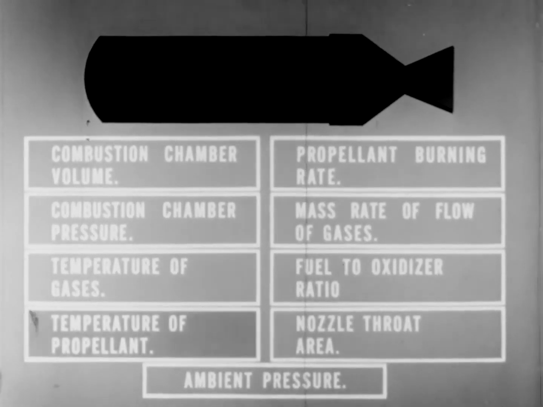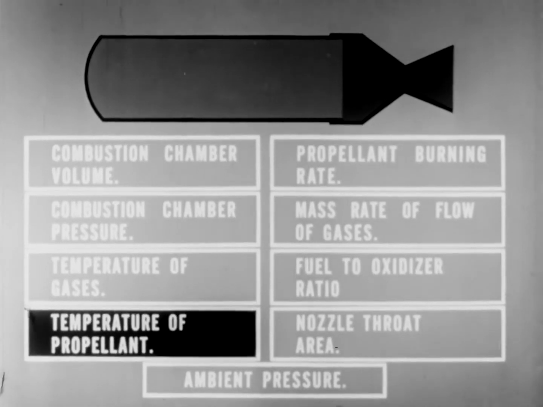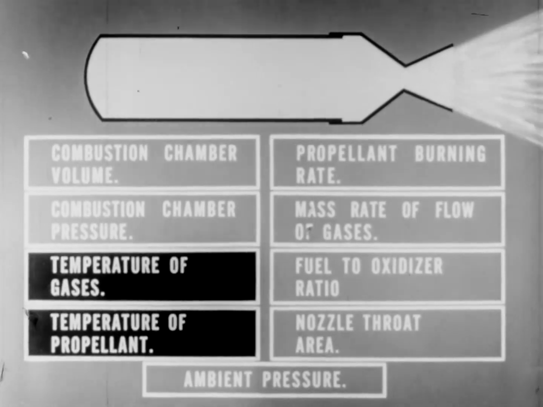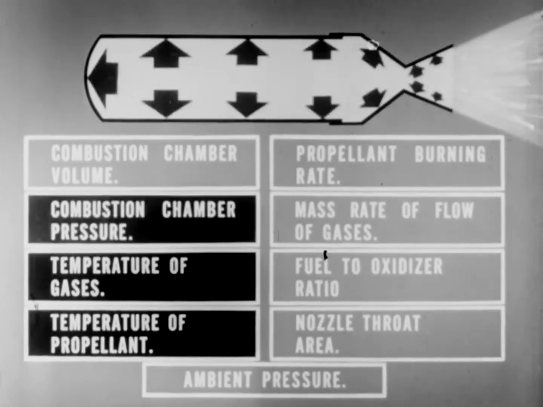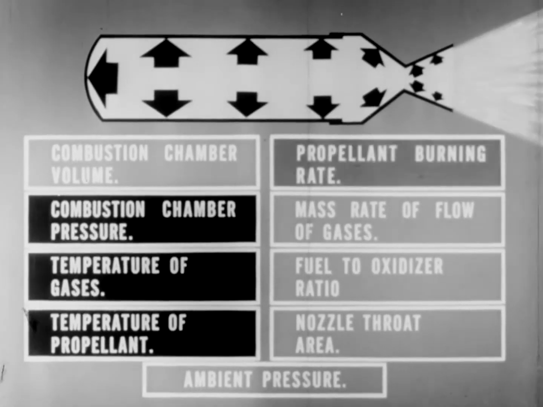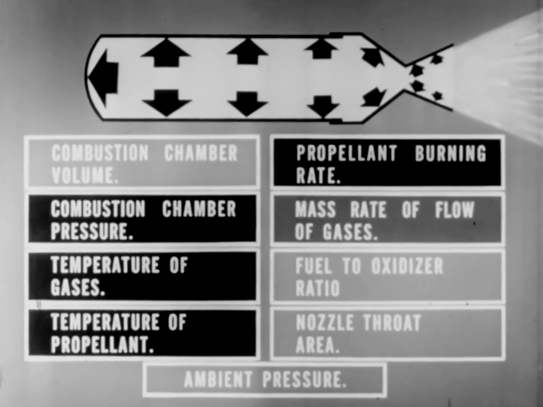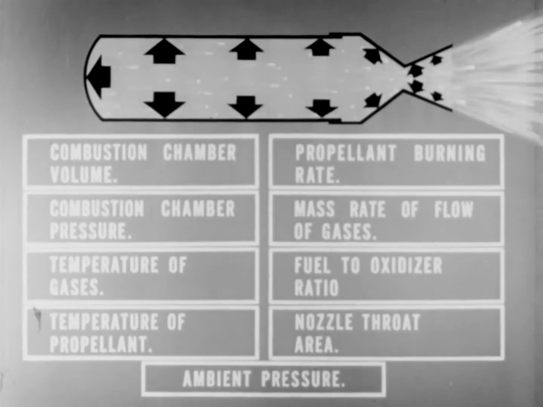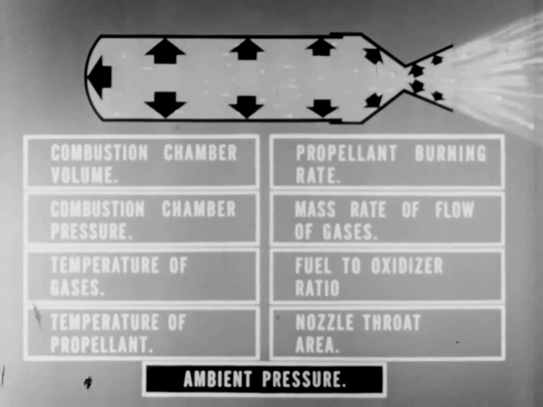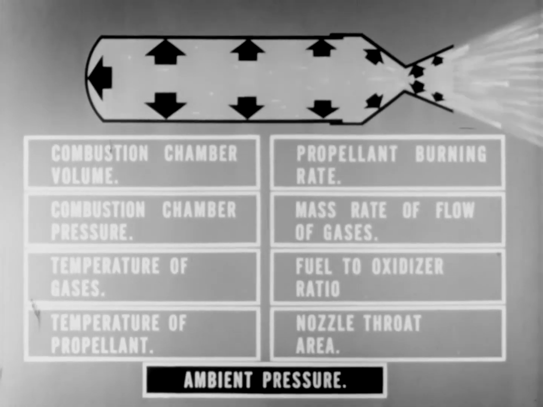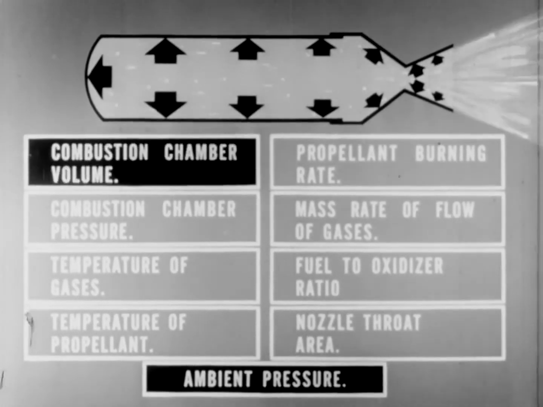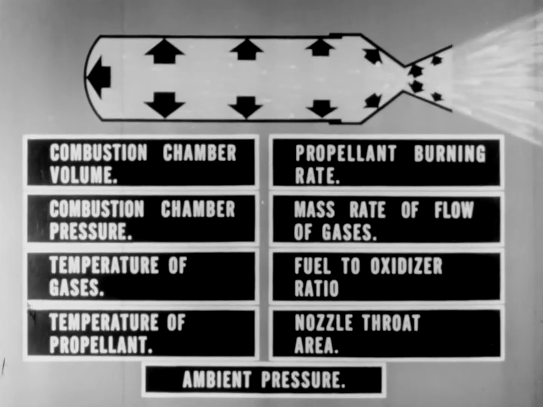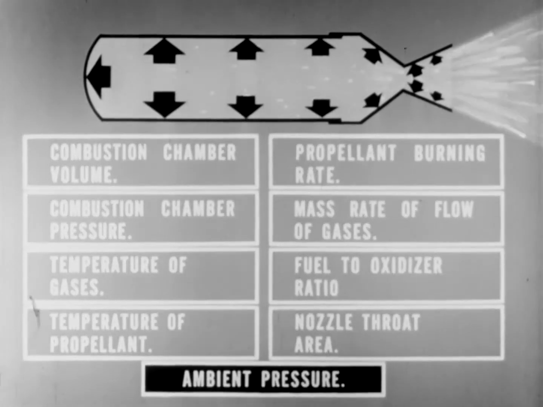An increase in the temperature of the propellant, either before igniting or during combustion, will have a definite effect on the temperature of gases, on combustion chamber pressure, propellant burning rate, and mass rate of flow. Ambient pressure has no direct effect upon any of the other factors in this list, but indirectly it affects them all, because a rocket motor must be designed to conform to the ambient pressure of the altitude in which it is going to operate.